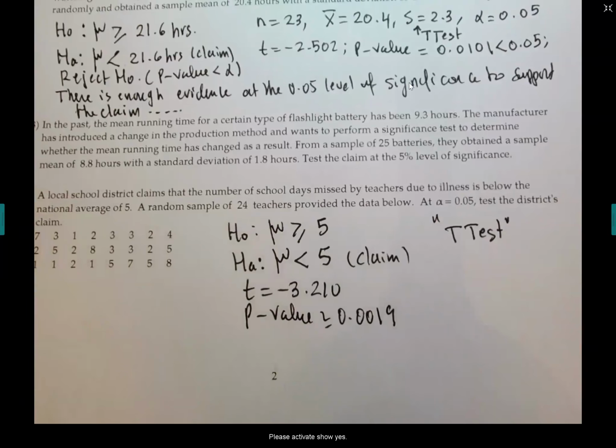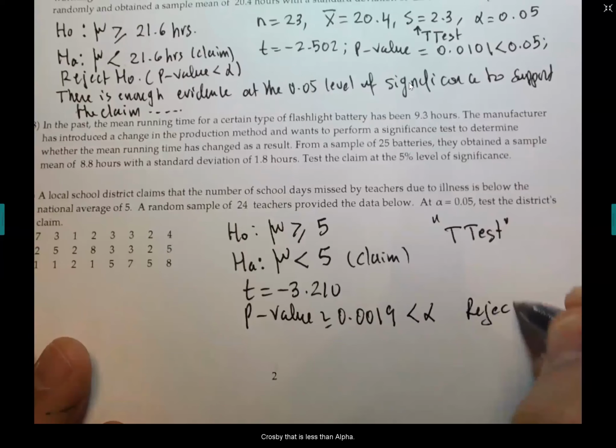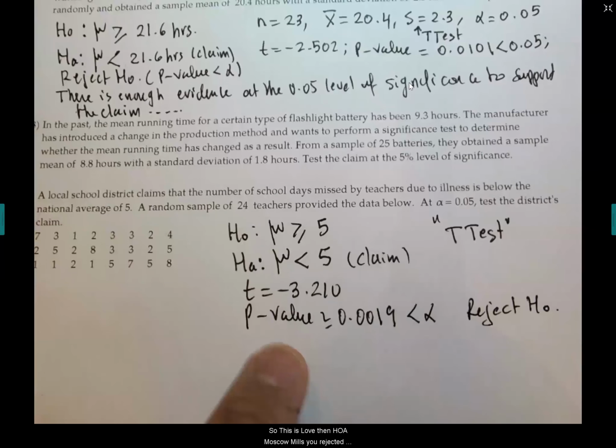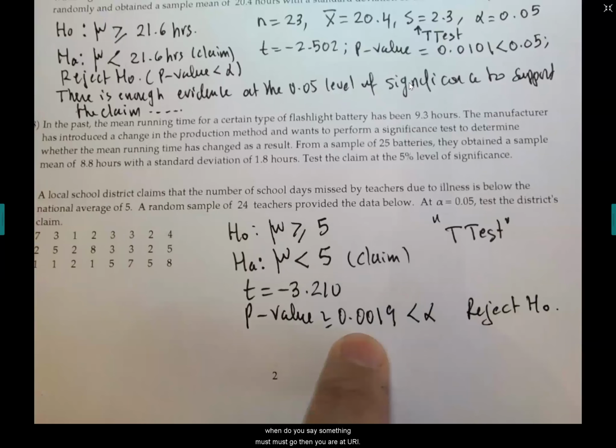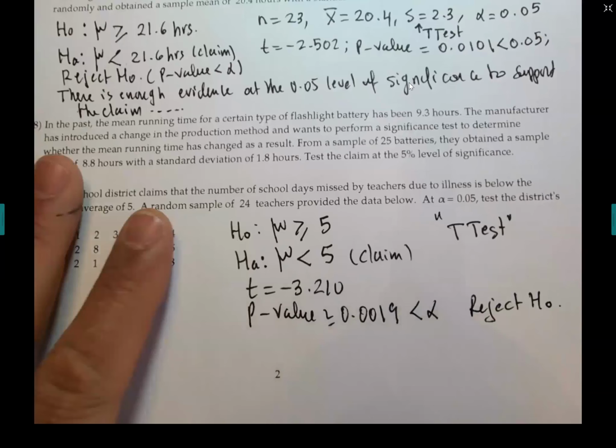Reject H0, yes. Reject H0, because the p-value is less than alpha. Remember the acronym: p-value low, H0 must go. So this is low, then H0 must go. It means you reject it. When you say something must go, then you reject that something.